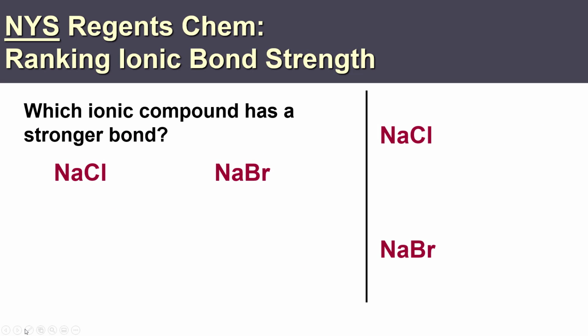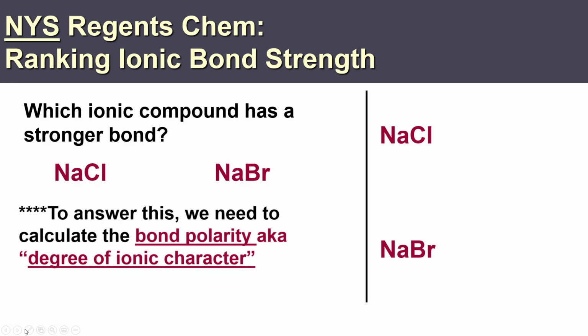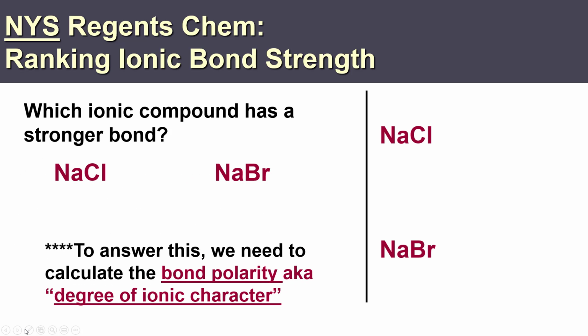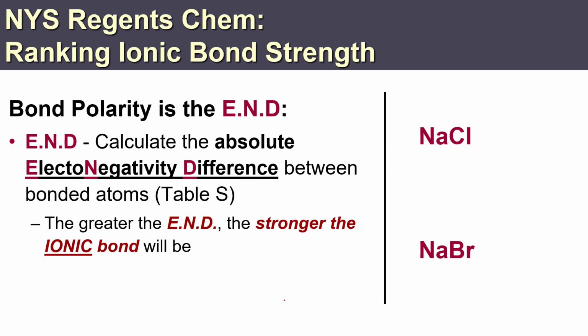So if you're taking Regents chemistry, you can pretty much ignore everything I just taught you about lattice energy, because New York State is going to evaluate ionic bond strength in a slightly different manner, and they are going to do it based on what is called bond polarity, which is also known as your degree of ionic character. Bond polarity is calculated using something called END, which is an acronym that stands for electronegativity difference.